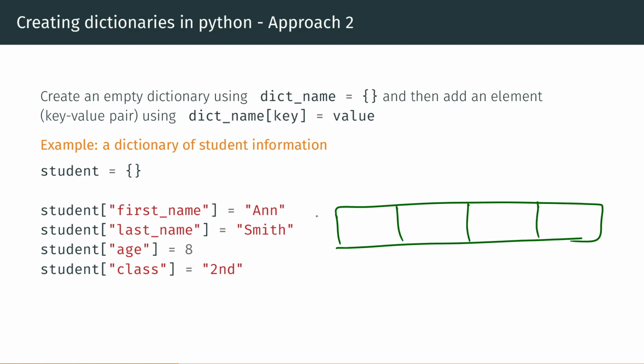The elements would be Anne, Smith, 8 and second. And the keys would be first name, last name, age, and class.